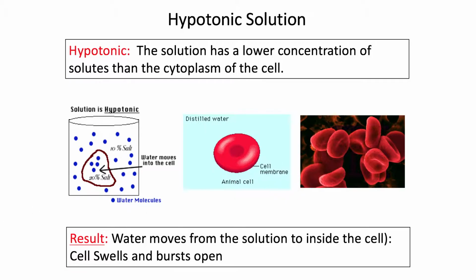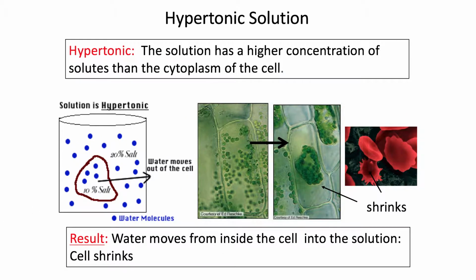The second type of solution is a hypertonic solution. In a hypertonic solution, a solution has a higher concentration than the cytoplasm of the cell. So here we have 20% outside, and inside the cell there's a 10% salt concentration. In this case, water again is going to move down its concentration gradient through osmosis, and it's going to move outside of the cell because there's a higher concentration of water molecules inside the cell than outside.